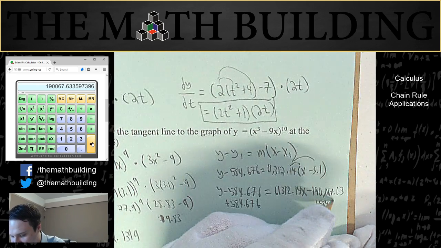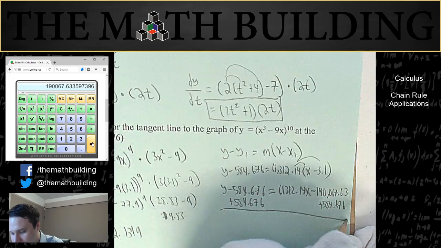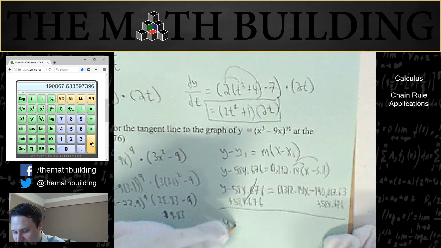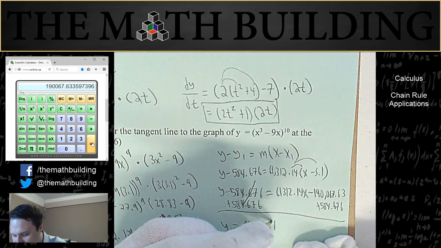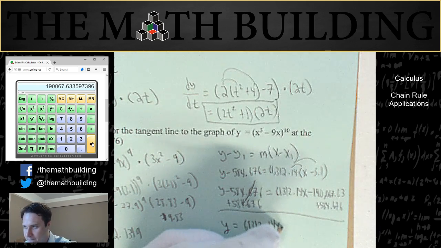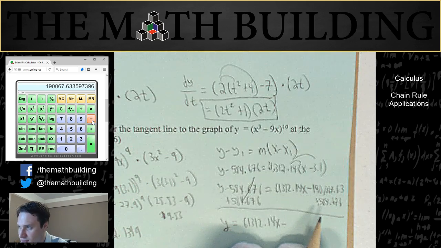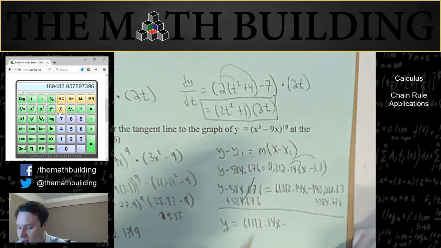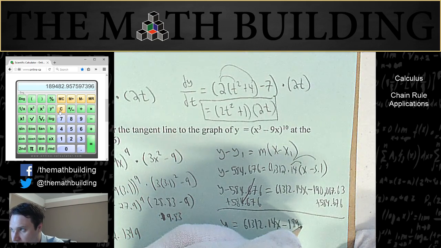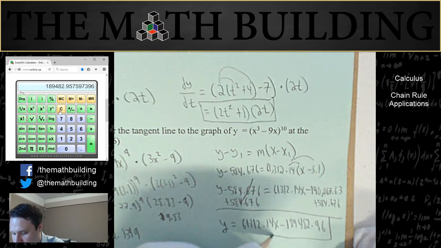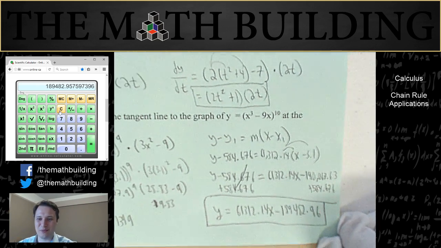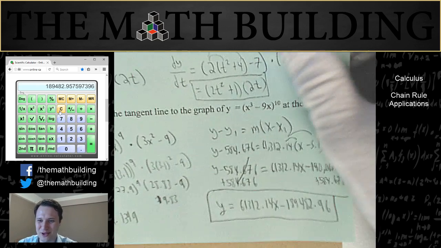So the tangent line right there would be y equals 61312.14x minus, and we're going to take off 584.676. And so the opposite of that number would be net minus 189,482.96. So there is your tangent line with a pretty crazy slope and a pretty crazy y-intercept.